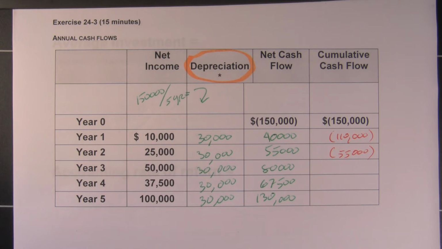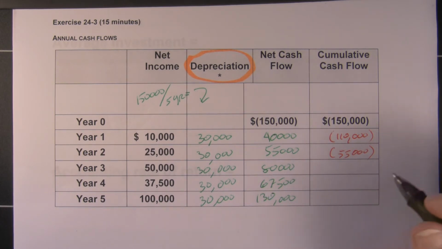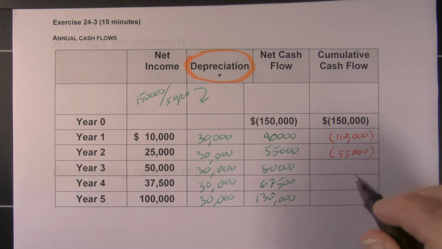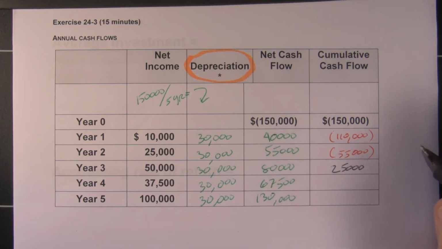In year 3, we switched to the black. We owed 55, we earned 80. I'm sorry, I can't read. We earned 80, we owed 55. So that's $25,000 to the good. Sometime during that year, we switched over.